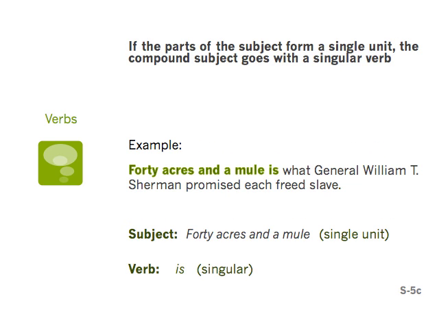On the other hand, a compound subject can sometimes go with a singular verb if the writer wants you to see the subject as a single unit, as in this example. 40 acres and a mule is what General William T. Sherman promised each freed slave.